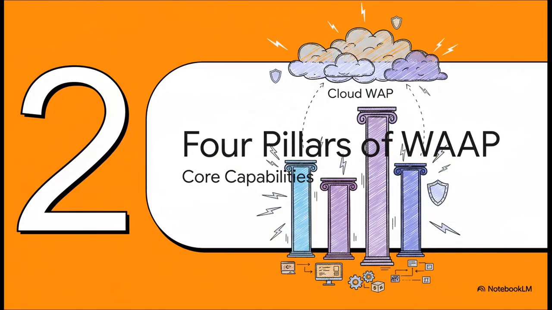Now, to be considered a true Cloud WAAP solution, a product can't just be a one-trick pony. According to Gartner, it absolutely has to be built on four distinct mandatory pillars of protection. So let's break down what those are.